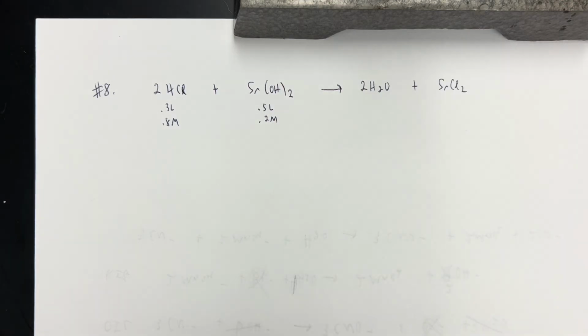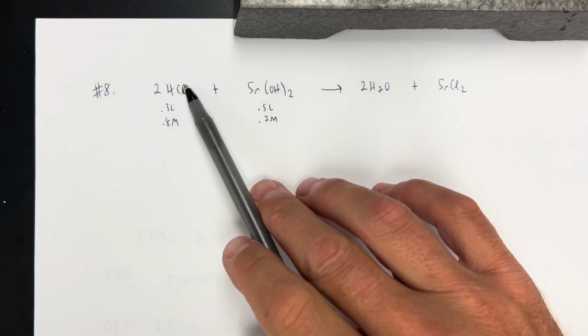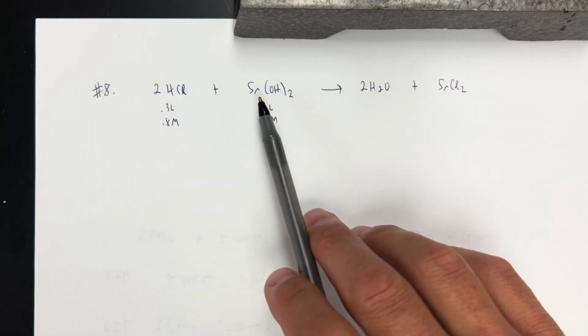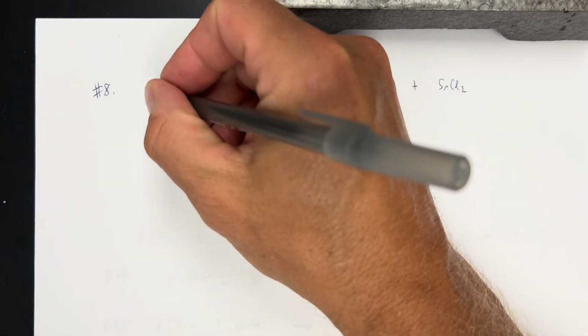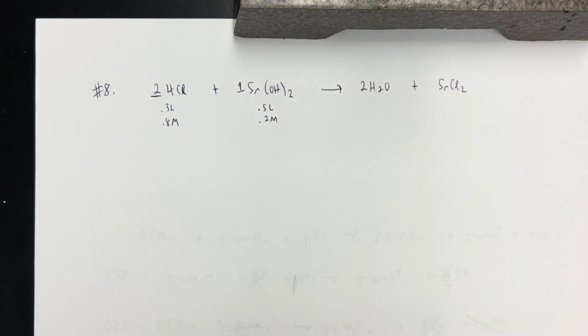Okay, this is question number 8 on your solution stoichiometry review. I've written out a balanced equation, so that's the first thing you want to do. You have HCl reacting with strontium hydroxide to form water and strontium chloride. So you do want to make sure you balance the equation first. This is a 2-to-1 ratio between these two reactants.